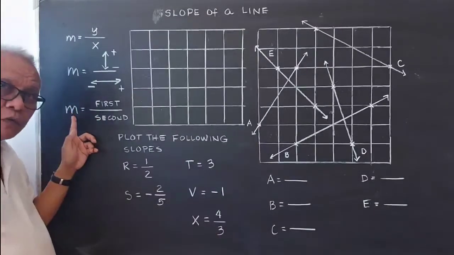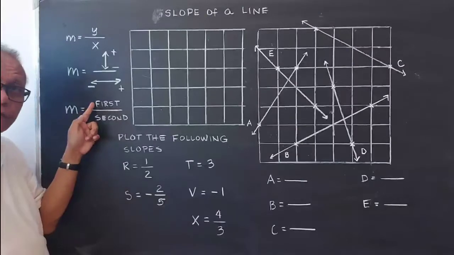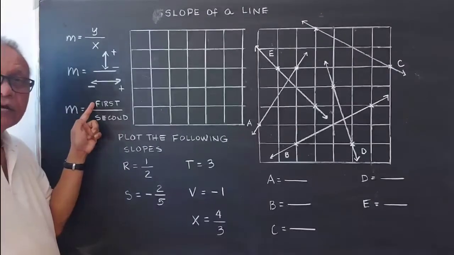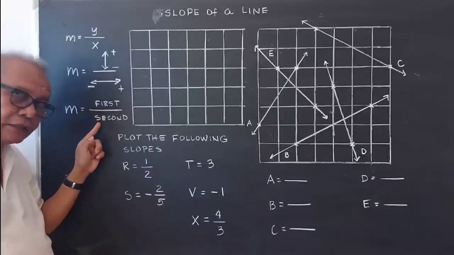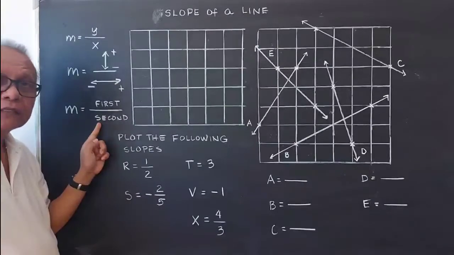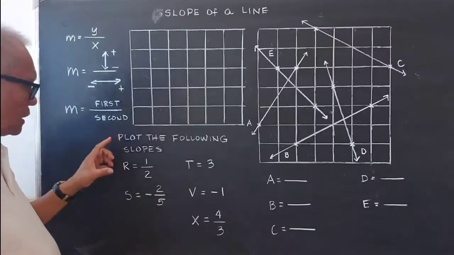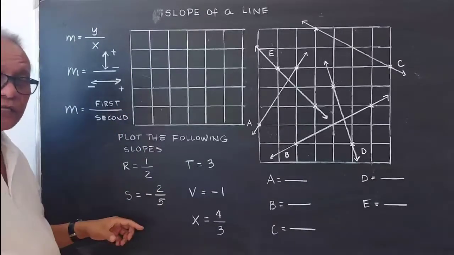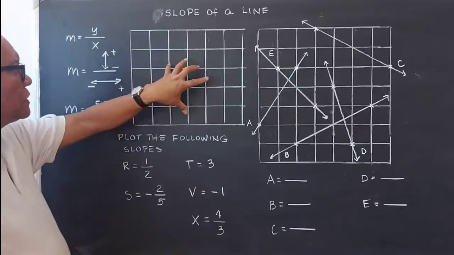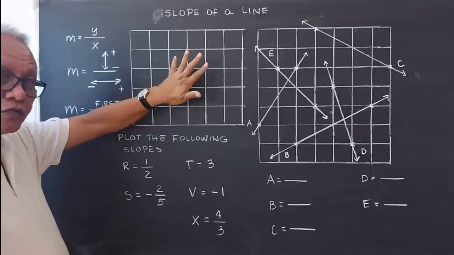So for the slope, first we do the y, we either go up or down, and then either we go to the right or to the left, and that is the sequence. Okay, let's try these 5 examples. We are going to plot this one here. No origin.